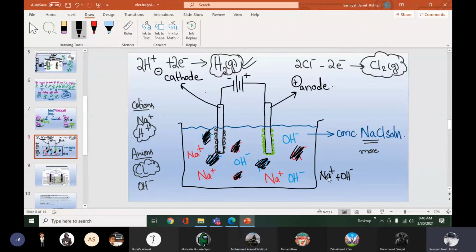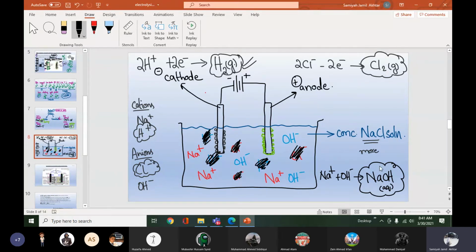So Na and OH, which remain in the solution, combine to form NaOH. So we get another product, sodium hydroxide. From sodium chloride solution, we get sodium hydroxide in its pure form. So we have 3 products of this electrolysis: hydrogen gas, chlorine gas, and sodium hydroxide.